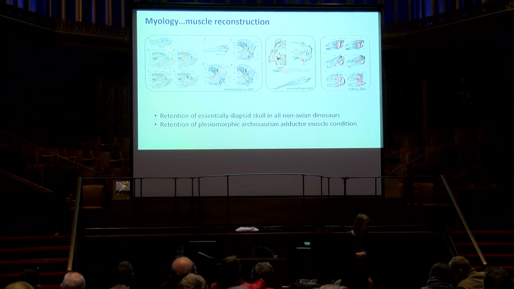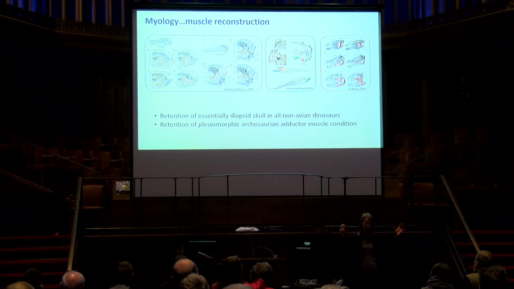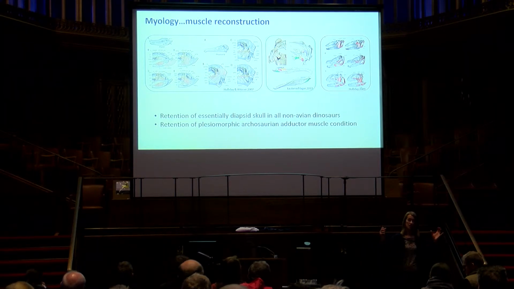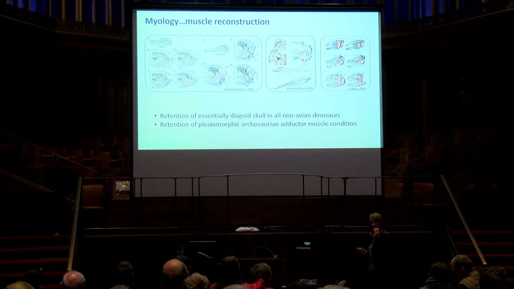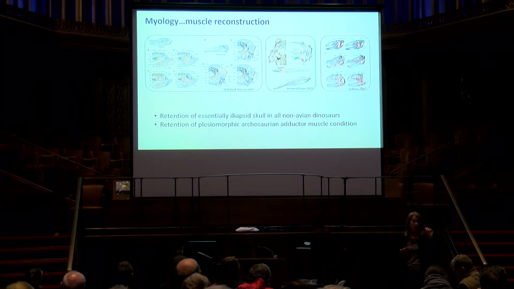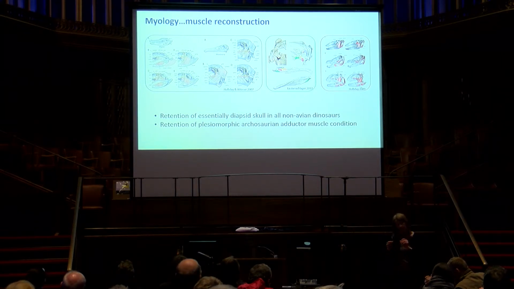So, muscle reconstruction. Again, in Carl's talk we had an introduction to the principles behind this: the fact that we can use living animals which bracket phylogenetically our extinct taxa of interest, where we can gauge what the real muscles look like, and particularly when those muscles attach into bits of the skeleton, what signatures or scars do they leave?